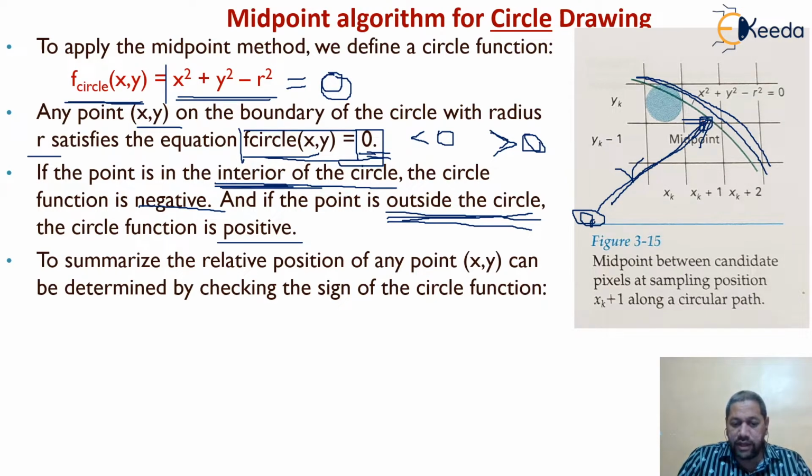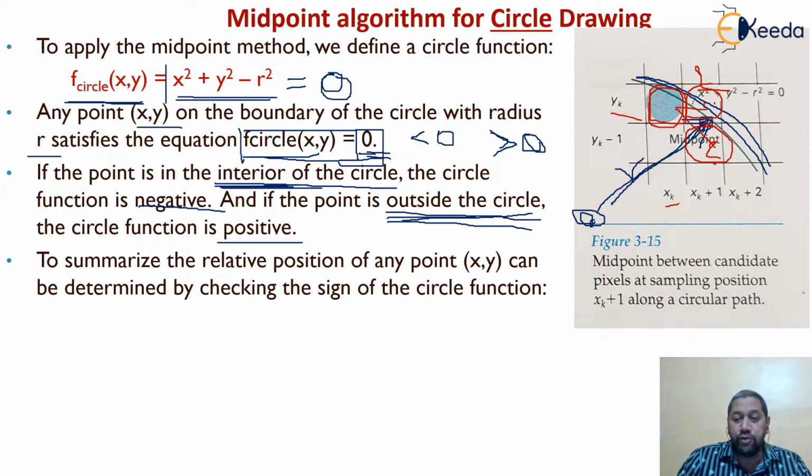Again I repeat, what is our current pixel? This is my current pixel, having the value xk and yk. Which are the possible next pixels on my circle? Maybe this one, or the next pixel may be this diagonal pixel. So I have to decide whether I activate this pixel or this particular pixel. I have to calculate to understand this.